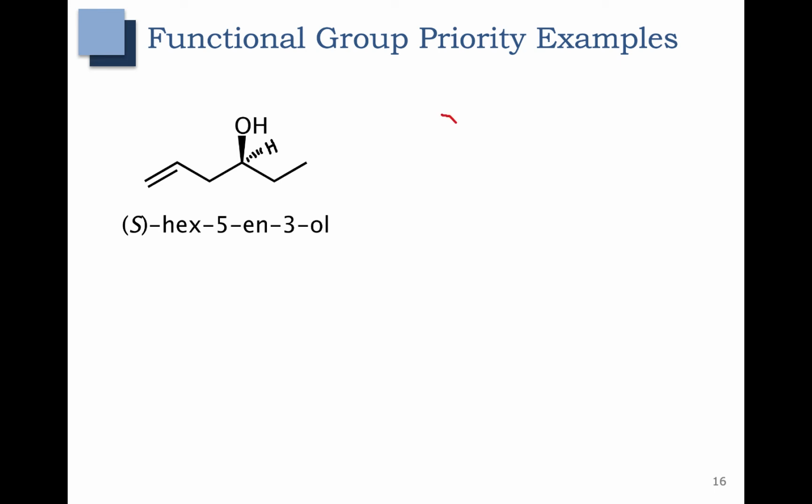The oxygen is priority 1. The left is priority 2. The right is priority 3. And the hydrogen is 4. The lowest priority group is in the back, so we can ignore it. We go 1, 2, 3, and that gives us S.